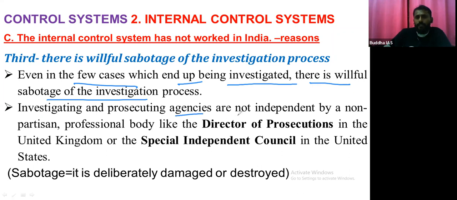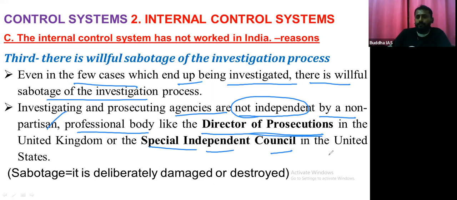Investigating and prosecuting agencies are not independent, by a non-partisan professional body like the Director of Prosecutions in the United Kingdom and the Special Independent Counsel in the United States. These are independent and very powerful. On the other hand, our investigative agencies do not have this power, right?